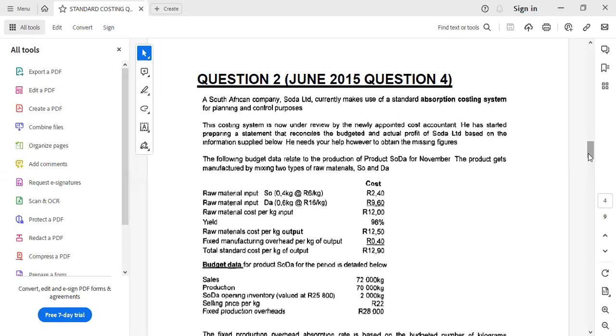Right? There will be a few ratios that will be affected by whether we are using absorption or marginal or direct costing. Most of the ratios are actually the same whether you apply direct or absorption costing, but we'll have a few ratios that will differ between direct and absorption costing. So I will give you information on those.